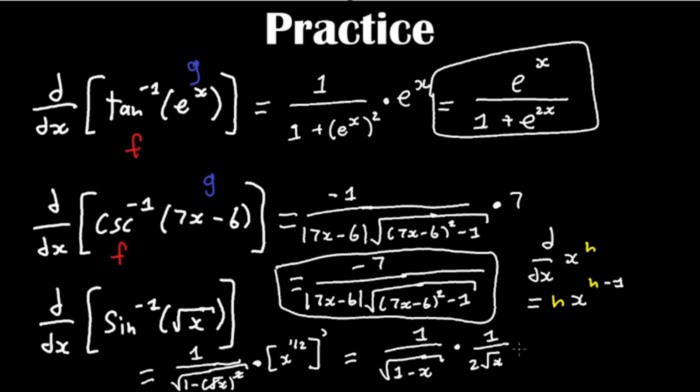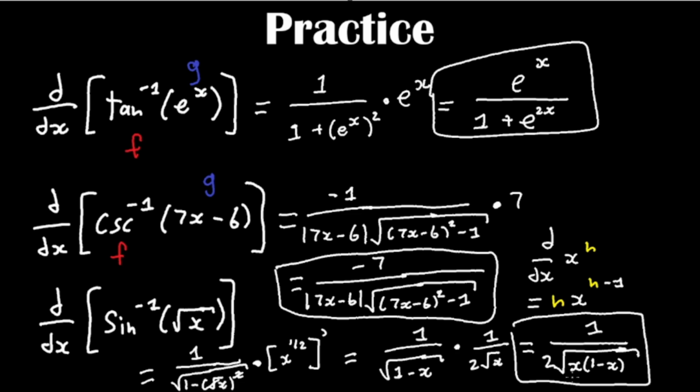Now, because we have these square roots, we can combine the contents of the square roots into 1. So square root of x times 1 minus x. So our final derivative is 1 over 2 square root of x times 1 minus x.